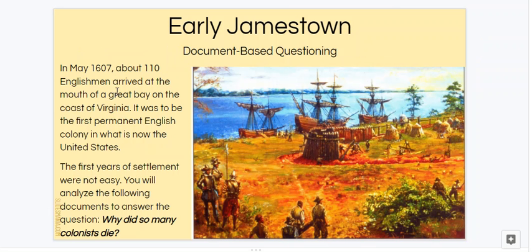Okay, so let's review some background. Early Jamestown. In May 1607, about 110 Englishmen arrived at the mouth of a great bay on the coast of Virginia. It was to be the first permanent English colony in what is now the United States. The first years of settlement were not easy. You will analyze the following documents to answer the question, why did so many colonists die? So as historians, we're going to be doing something called document-based questioning.